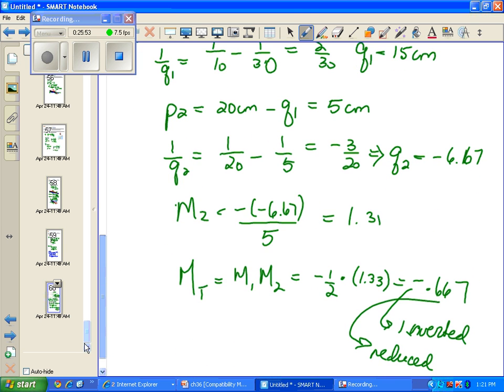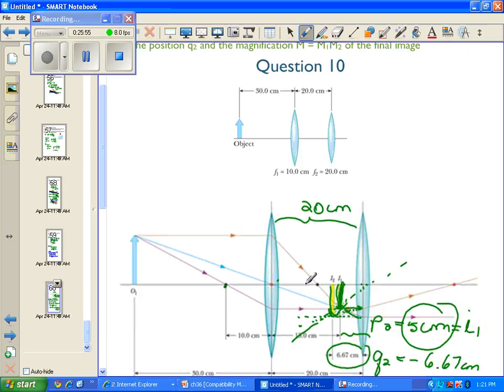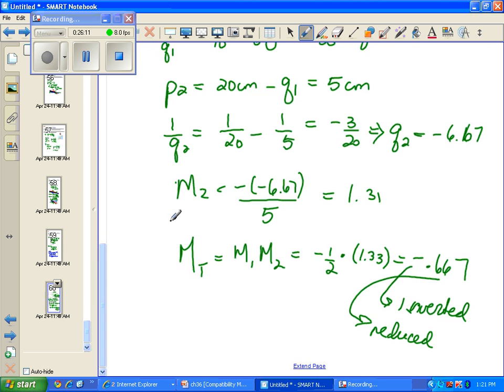It is real since it is on the opposite side of lens number 1. It is real for lens number 1, but inverted for lens number 2, since it's in the same side as the object that was in front of lens 2.